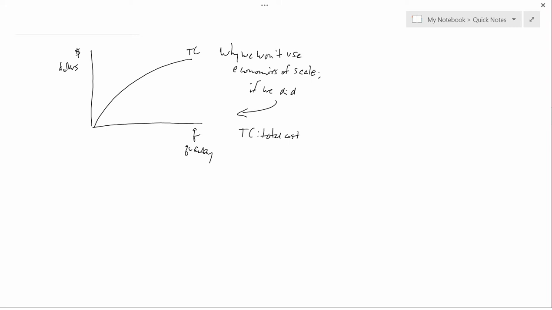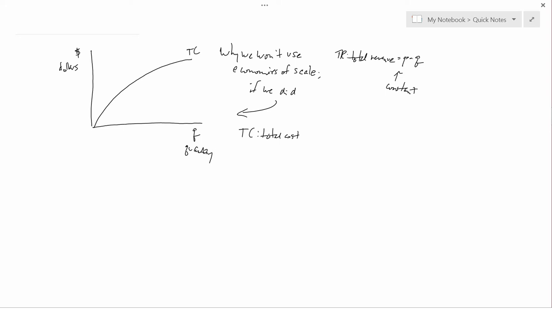And we're going to combine this with TR, which is total revenue. And you know it's P times Q. And we're going to assume that P is constant. As I mentioned in the previous video, that is going to help us with keeping the mathematics a lot simpler.